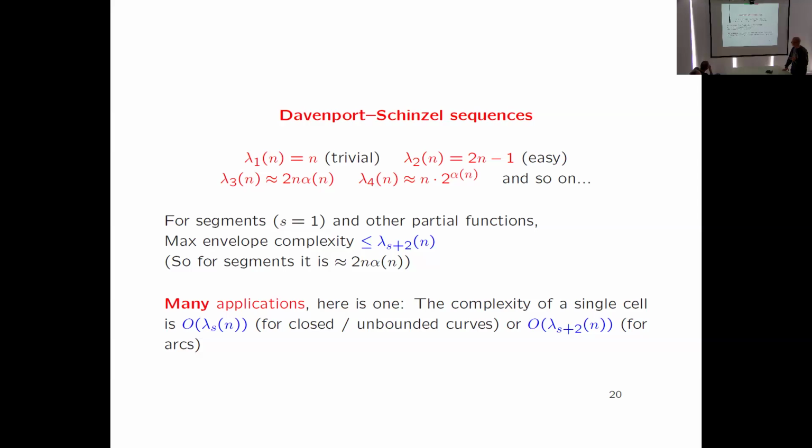Okay, and this thing was born because of lower envelopes in geometry, but it appears all over. For example, the complexity of a single cell, which is more complicated to analyze because of all the possible topological structures that are true, is still lambda s of n with some constant, or lambda s plus 2 of n if the curves are bounded. And there are many other, really a huge number of applications.